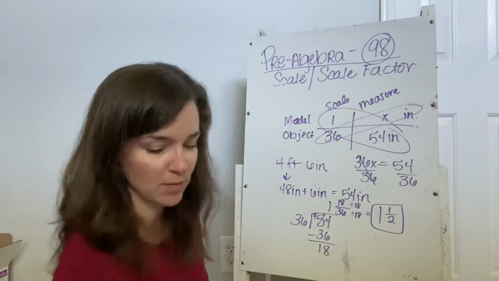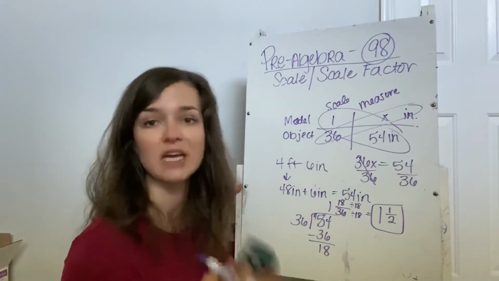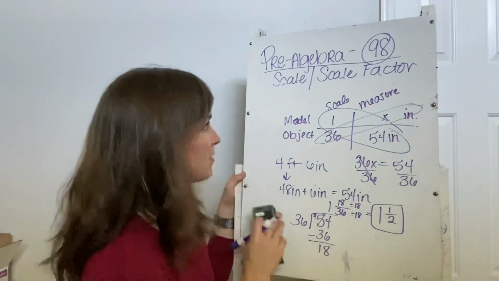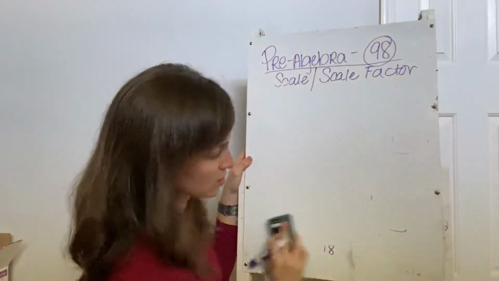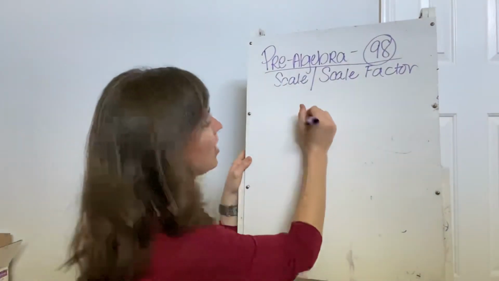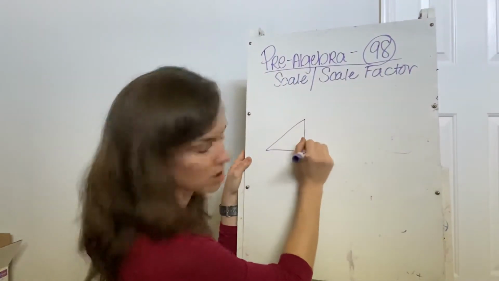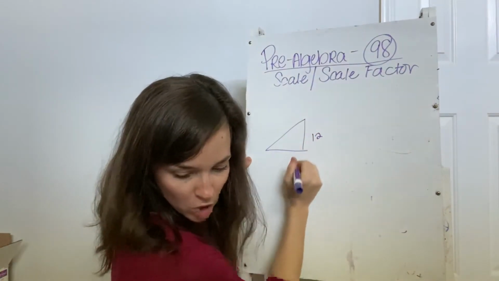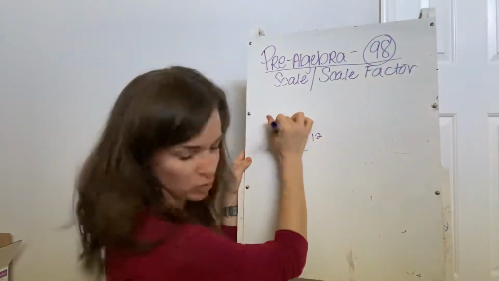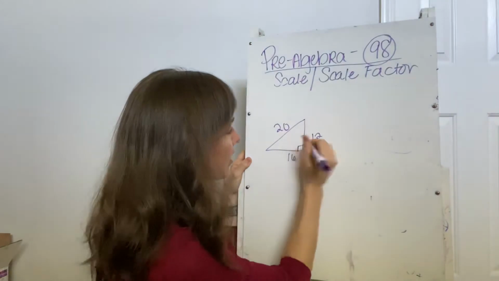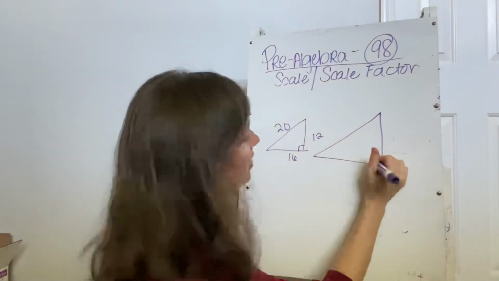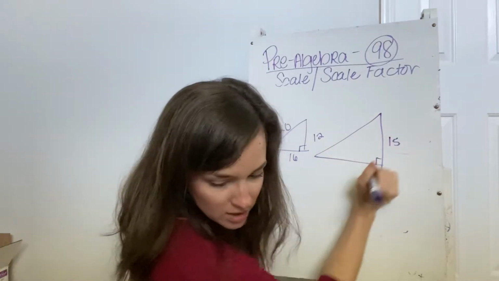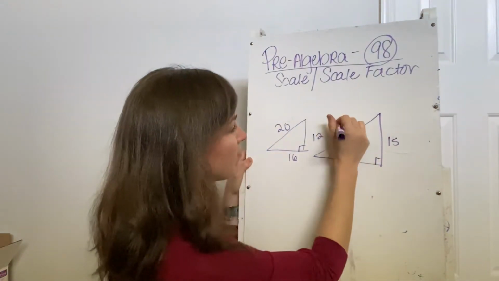We're going to move on to example 4, because I do want you to see how this pertains to similar triangles, because we've talked about that recently. So let's look at some similar triangles. If we've got this guy here, who has sides 12, 16, and 20, and then we've got this here with sides 15, 20, and 25.